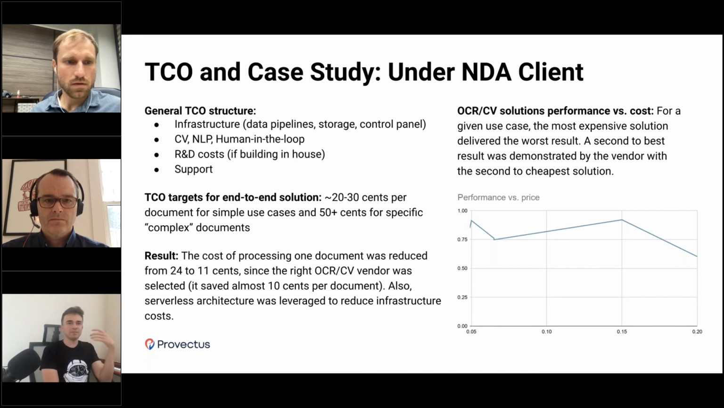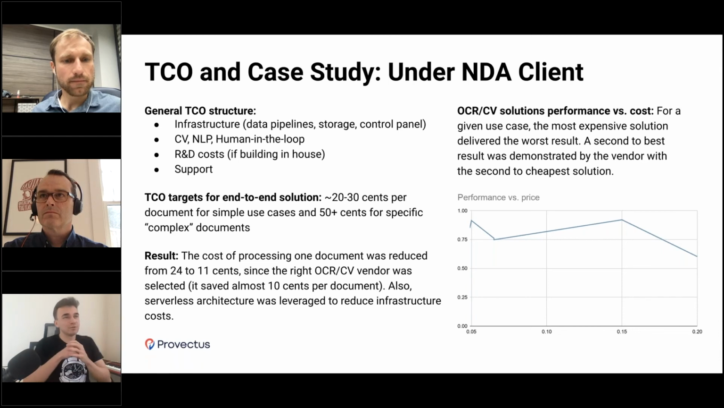In general, the TCO structure contains infrastructure cost, which is data pipeline, storage, control plane, etc. Cost of the algorithm and machine learning, which is computer vision, NLP, and others. Human in the loop, which is human experts. R&D costs if you are building the solution or algorithms in-house, and of course support. So the TCO target for an end-to-end solution on the market will end up around 20-30 cents per document for simple use cases and 50+ cents for more complex documents.